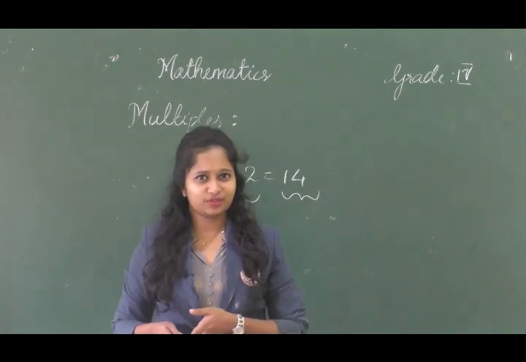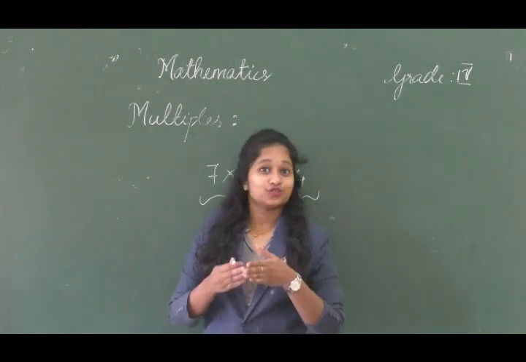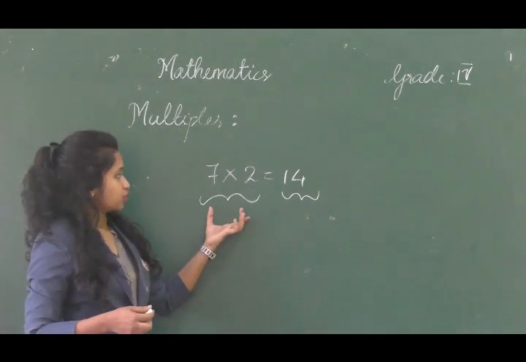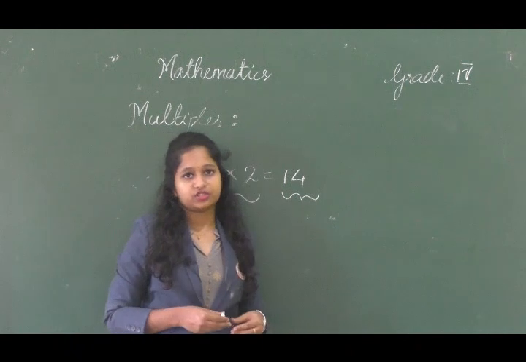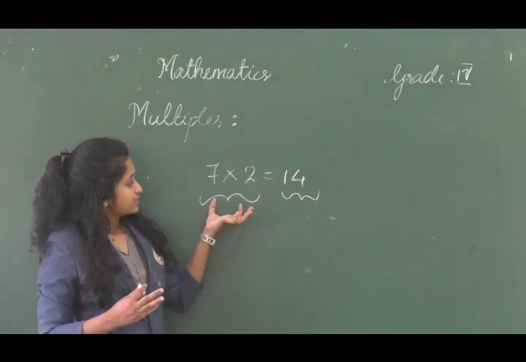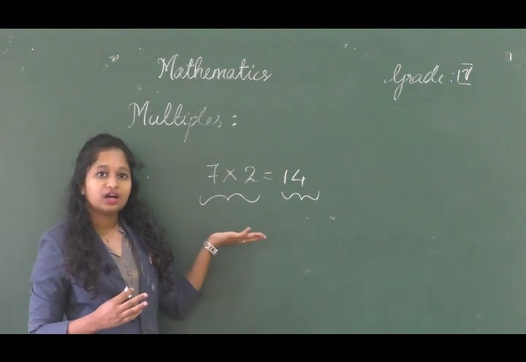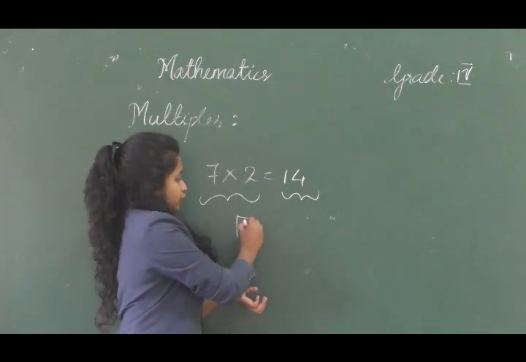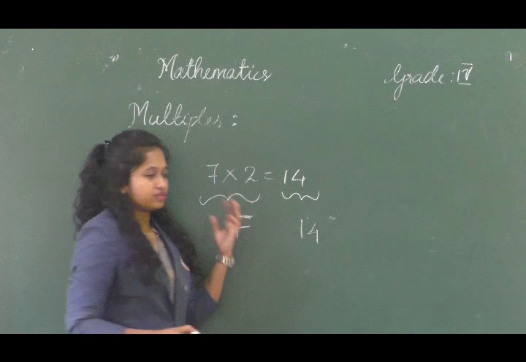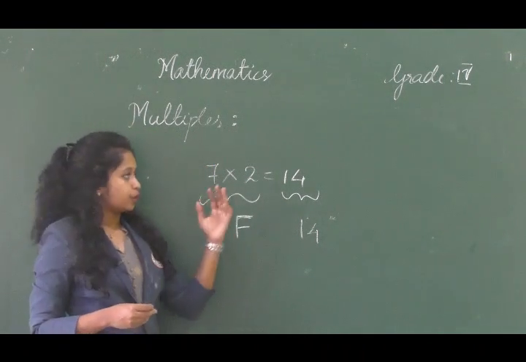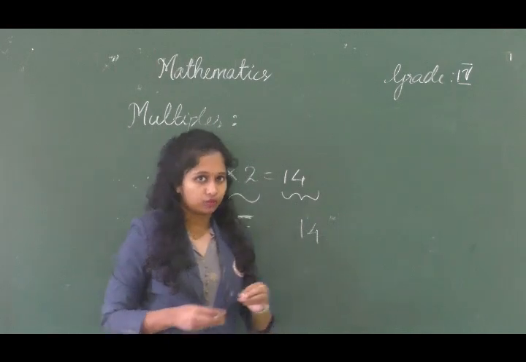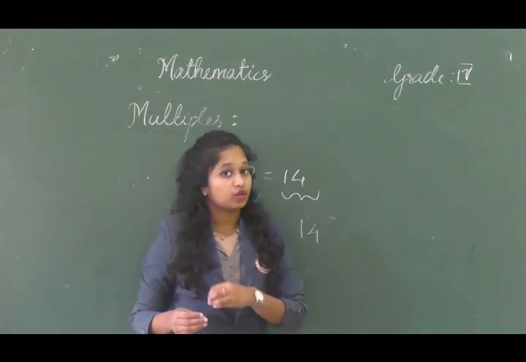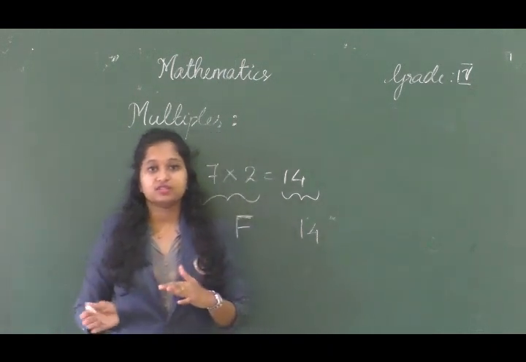You all know the multiplication table, right? If you know, it would be easy. Here I have shown 7 into 2 equal to 14. Here 7 and 2 are the factors of 14 and 14 is the multiple of 7 and 2. So the product will always be the multiple, and the numbers which are multiplied are called factors. So this is about factors and multiples.